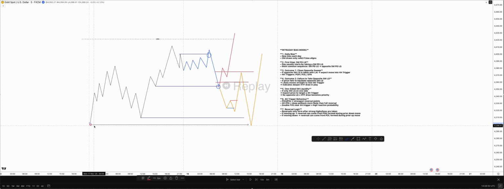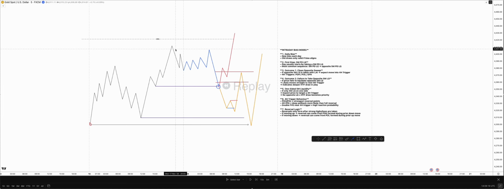Sometimes we won't have liquidity to the upside. The most likelihood is if we only have liquidity on one side of the market, that we're going to come grab that, and then we're going to come and make a move for the previous day's high or a 4 hour trigger.